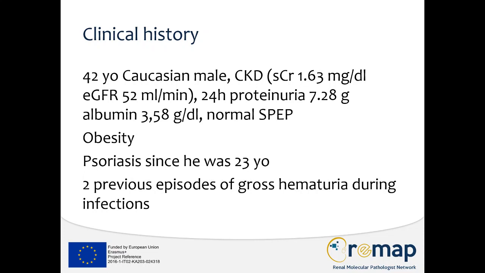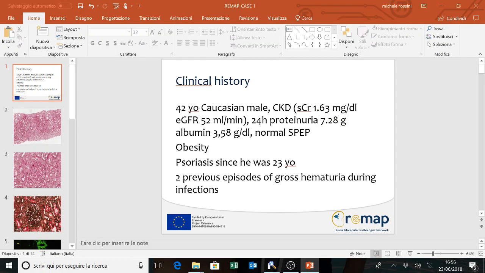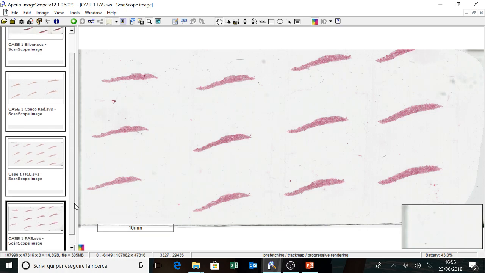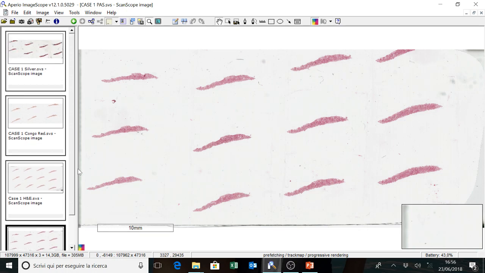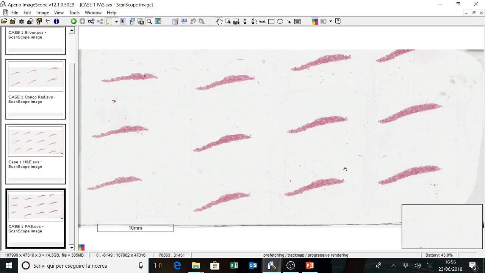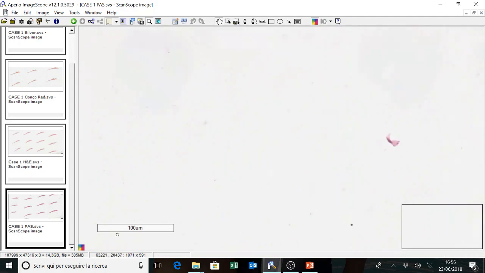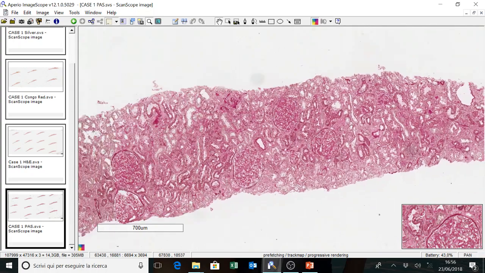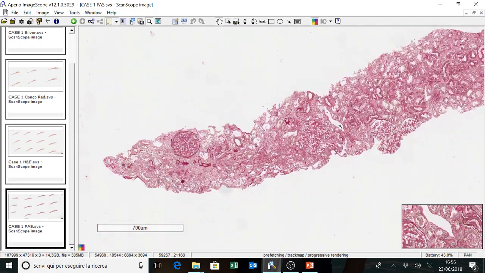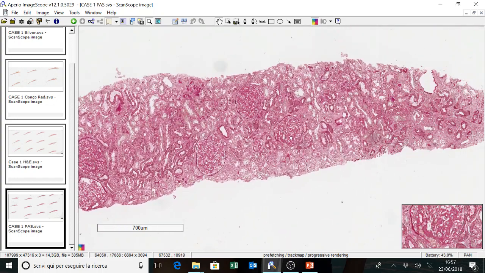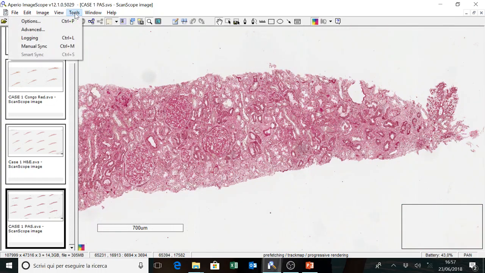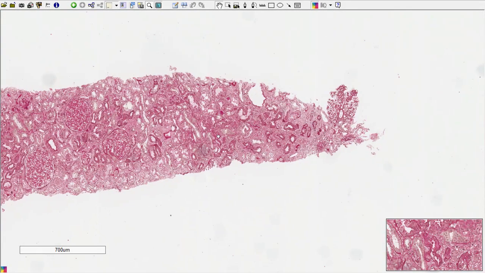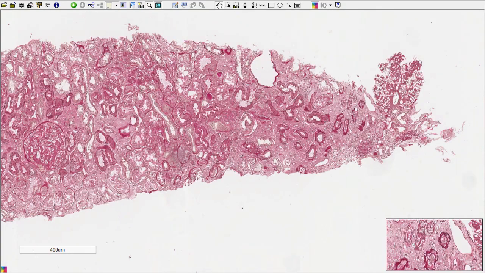So let's start with the light microscopy. We have here different stains, PAS, H&E, Congo red and silver. Let's start with PAS. So this is a low power view of the biopsy. We have a core of cortex. Let's go on full screen. Okay. Core of cortex, we can count several glomeruli.